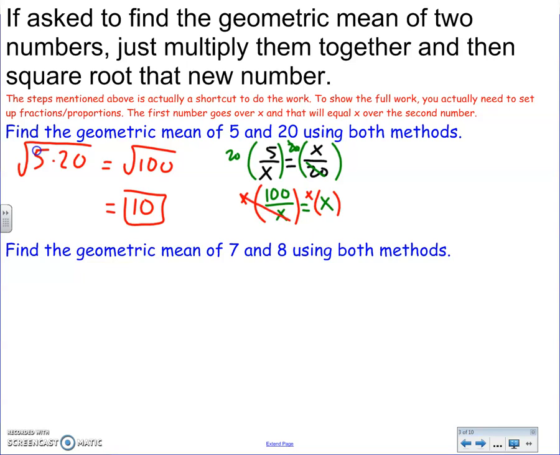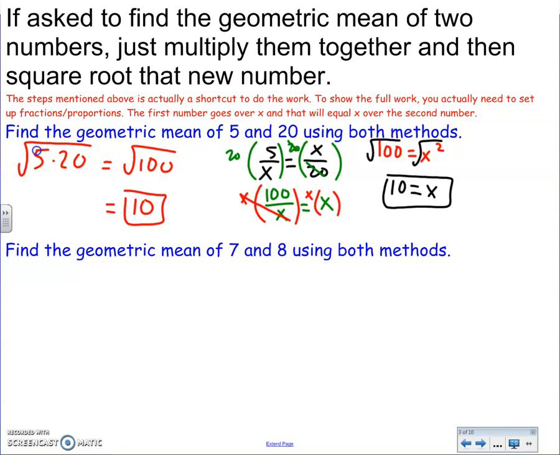So here the x is canceled out. We get 100 equals x squared. And then you're going to square root it. And again, the square root of 100 is 10. That's a perfect square, no work to show. But if you want to, you can do the tree branch method. So notice you get 10 both ways. Basically, when you multiply two numbers together, that's kind of like when you get rid of a fraction. And then when you square root, that's like trying to get rid of the square power for x. So again, the shortcut is multiply, then square root.